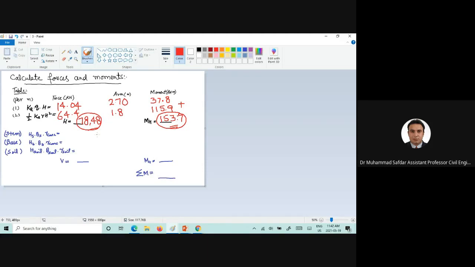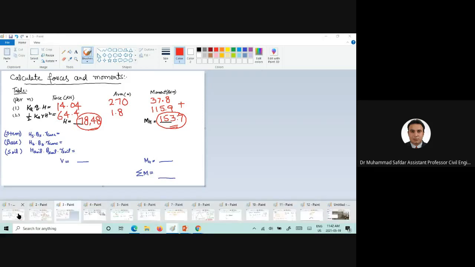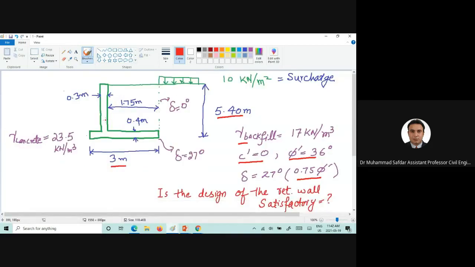Now we need to find out the vertical forces. If you look here, we can clearly see that the weight of the stem, the weight of the base, and also the weight of the backfill material would be acting downwards. In other words, these are the forces which are trying to stabilize the retaining wall. Now we found the horizontal forces which were exerting due to the surcharge pressure and also due to the backfill material. Now we need to find out these as well.